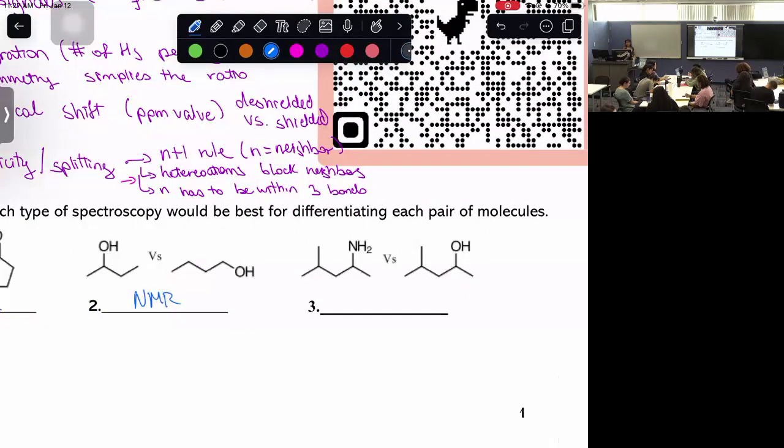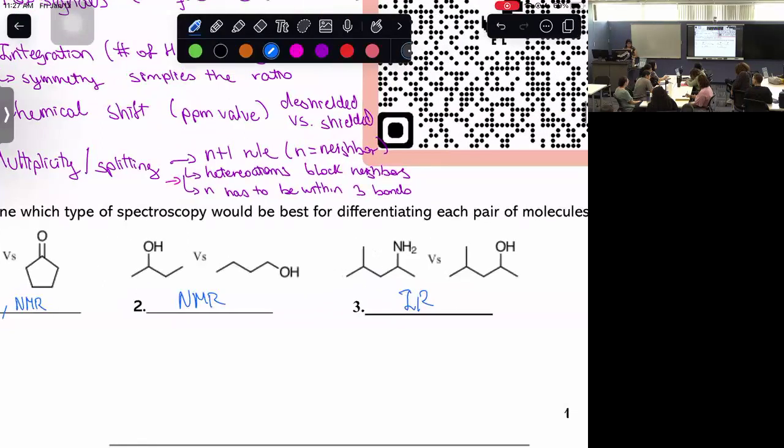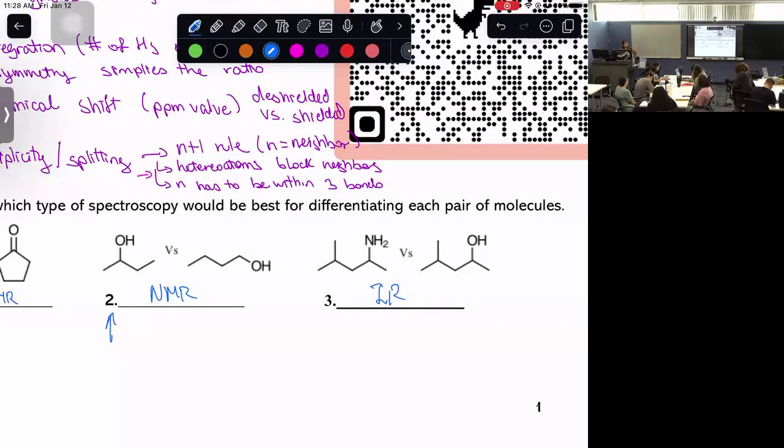Now, very last one. Could we also use NMR? For the second one, we don't use IR because it's the same functional group. Yeah, they both have alcohol, so they're going to show the same exact data in IR. But for the third one, we said we could use IR, but could we use NMR as well? Or is it going to show the same exact data? What do we think?